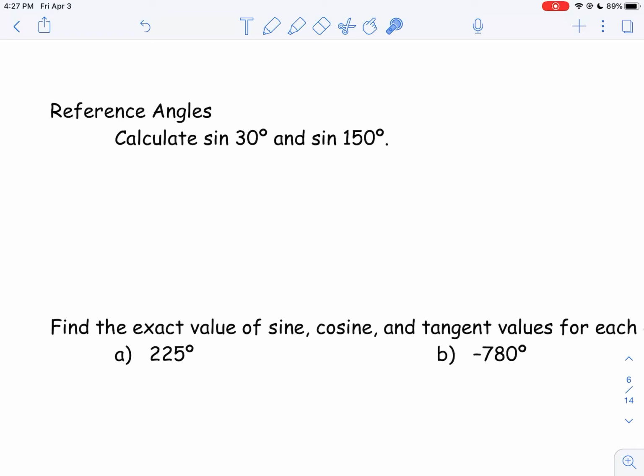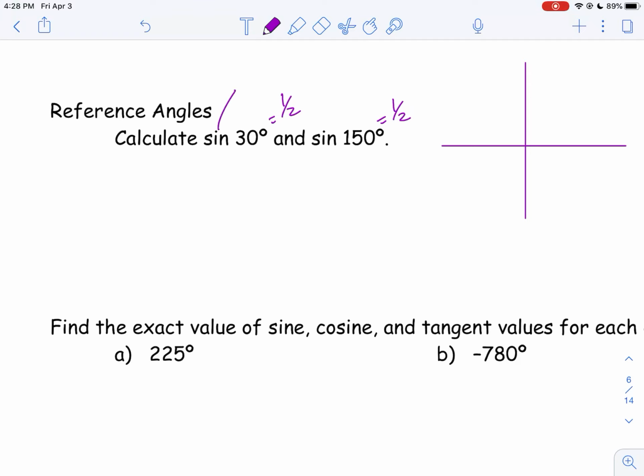What do you notice? Pretty cool, huh? It's the same. They're both 1/2. Now, question is, why? Why are they both equal to 1/2? Well, before we get into that, I'm going to have you stop. We're going to have to shift our thinking a little bit.